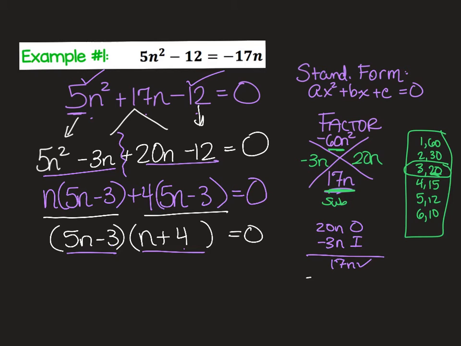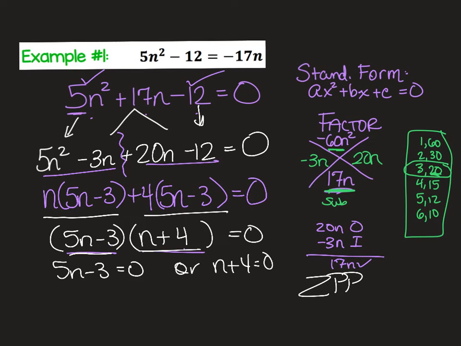All right, the next step is we're going to apply the ZPP, zero product property. So if this times this is 0, then either 5n minus 3 is 0, or n plus 4 is 0. Then we solve each equation separately, so we add 3 to both sides. So 5n equals 3, divide by 5, so we get n is 3/5 here. Or here we would subtract 4 from both sides, so n is negative 4.